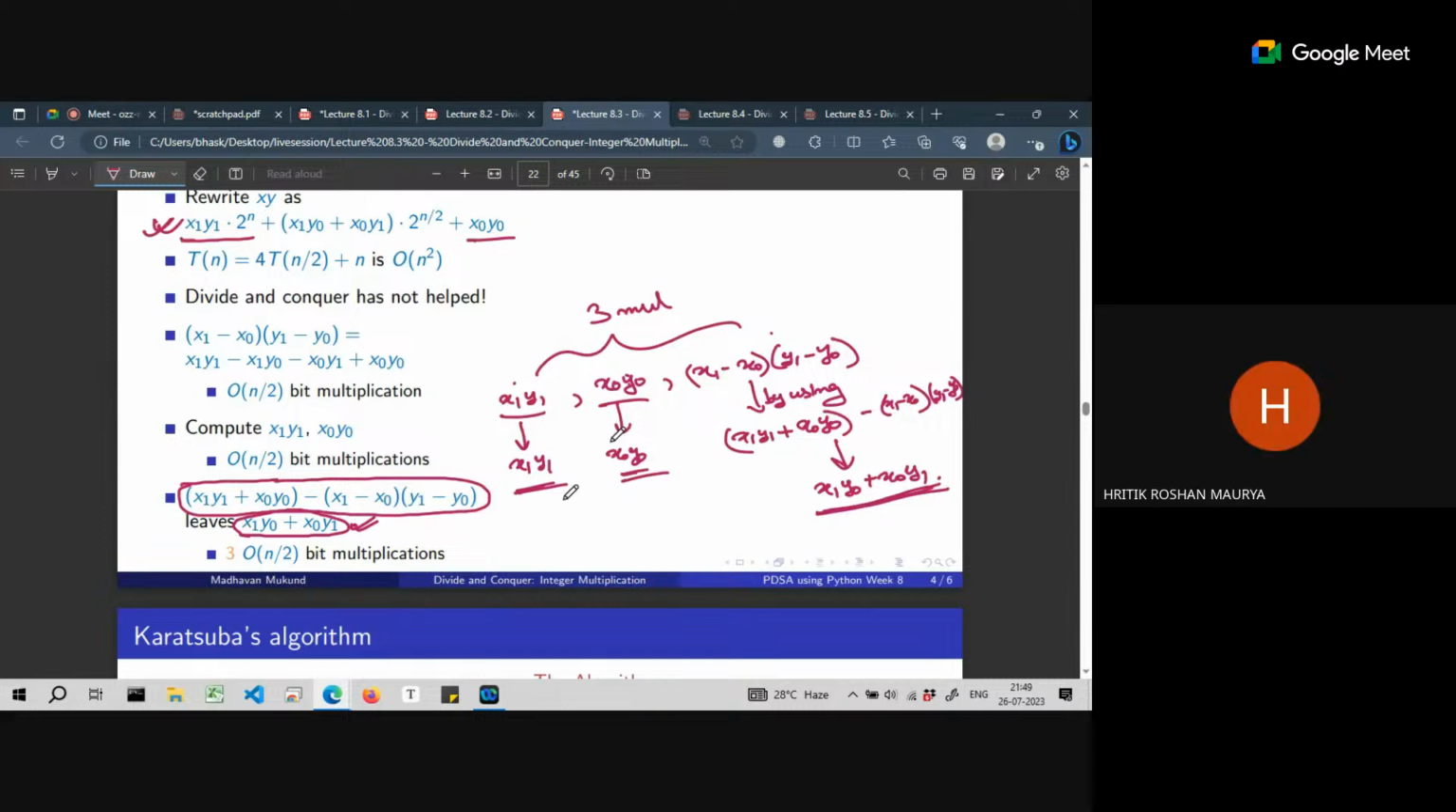No, I am saying the ultimate goal is x1 minus x0 and y1 minus y0. No, the ultimate goal is x into y. Okay, the ultimate goal is x into y, and we are using these x1 minus x0 and y1 minus y0 parts. So x1 y1 is what you want to calculate.